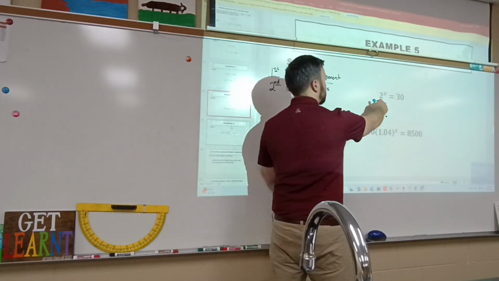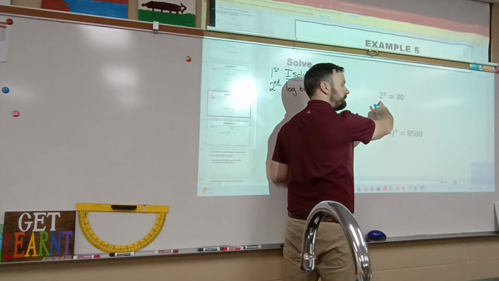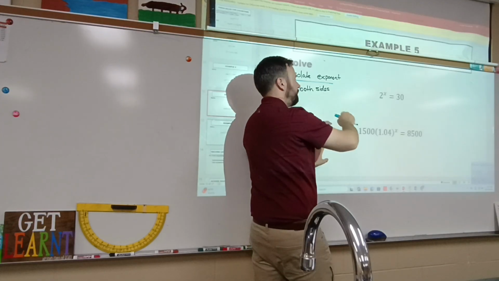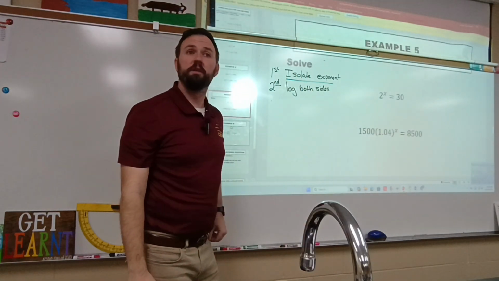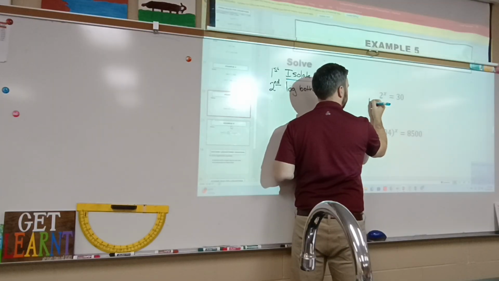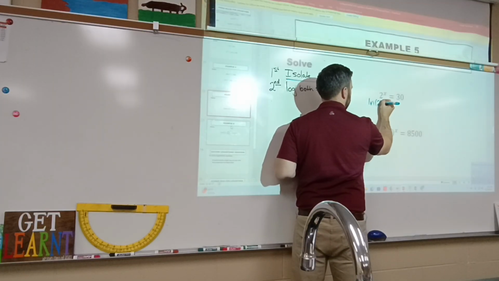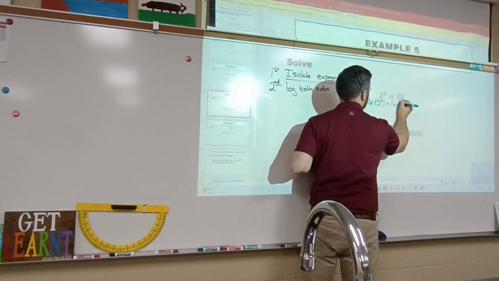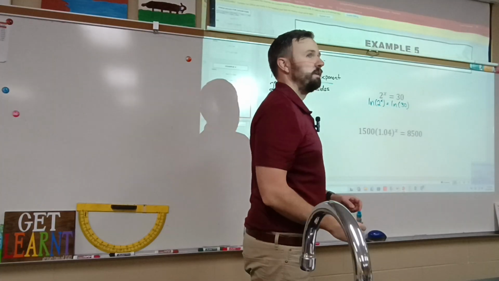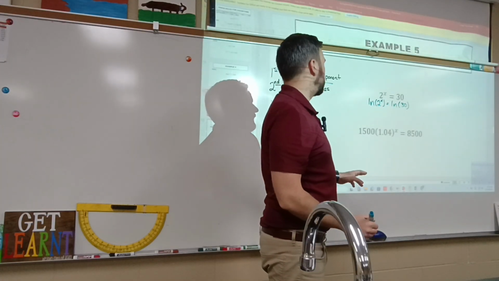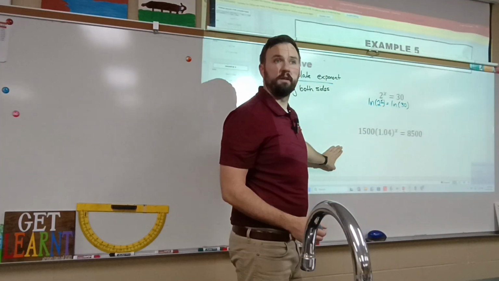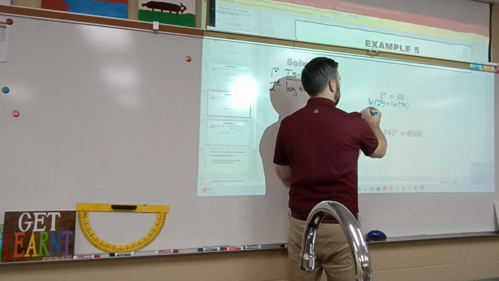Is my exponent isolated? Yeah. So what do I need to do to both sides? Log it. Does it matter which log I use? No. I'm going to natural log both sides. Okay. Now, when I natural log it, what happens to my exponent? Where can I move it? It moves out front.